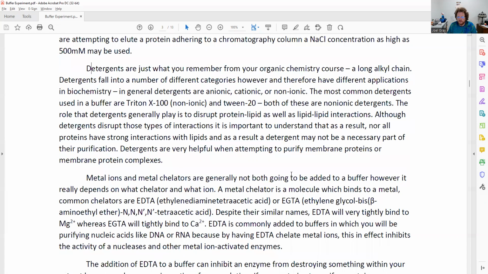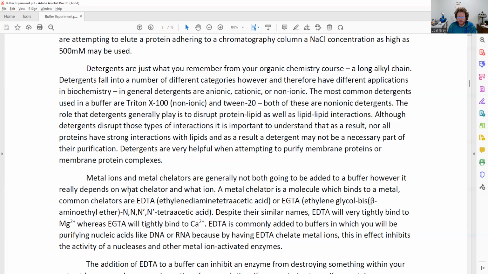Metal ions and metal chelators are generally not going to be added to the same buffer because, like I said previously, a metal chelator binds to a metal cation and kind of removes it from the solution. Well, if you're adding a chelator to a solution and then adding a metal cation, you're basically adding this metal ion that you try to chelate and remove from the solution. So it's kind of backwards there. You're causing a problem for yourself. Add the chelator to remove metal ions, but then why would you add metal ions if you just tried to remove those metal ions? Okay.